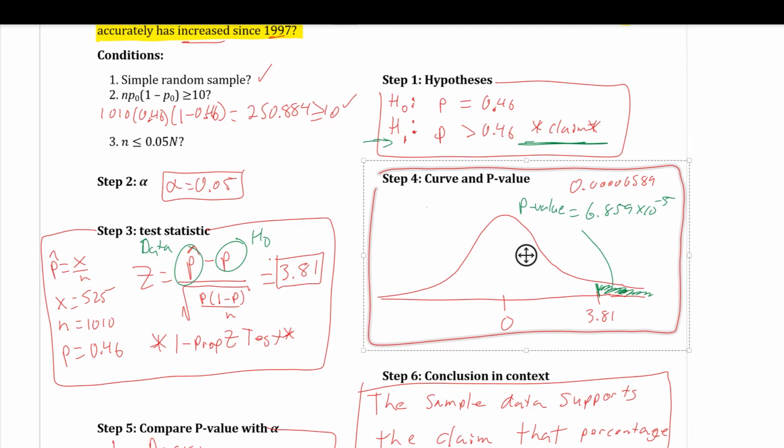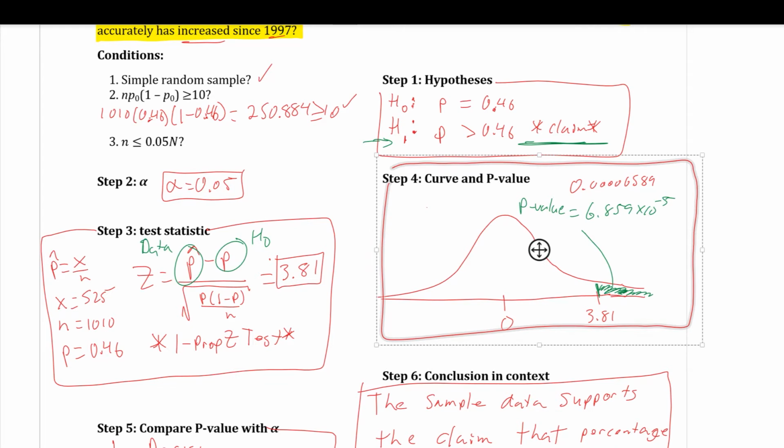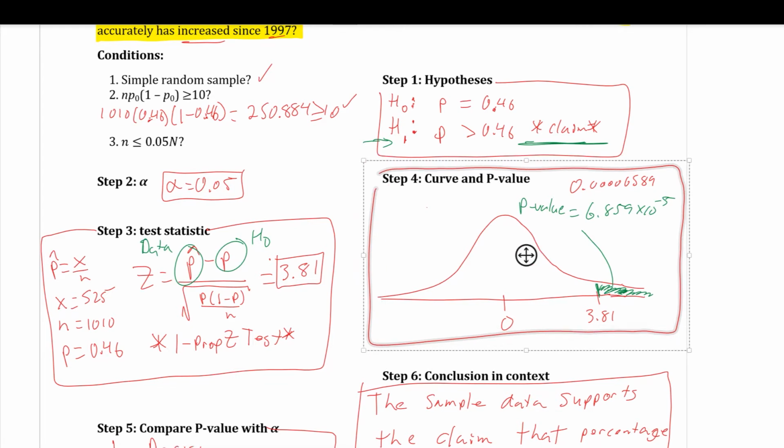In step 4, we're going to draw a picture that corresponds to our test stat. Our test stat, the z-score, which we know is a normal distribution, so it has to be a bell shape. And in this case, this is a standard normal. We have 0 at the center, and we have to label the test stat, which is 3.81, which we found in step 3. And we also have to label the p-value, which also comes from the output in step 3. Then shade in the correct direction. So there's a lot of things that go on in step 4.